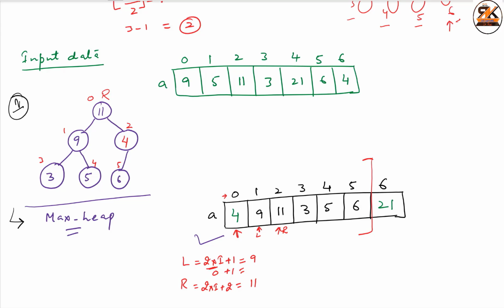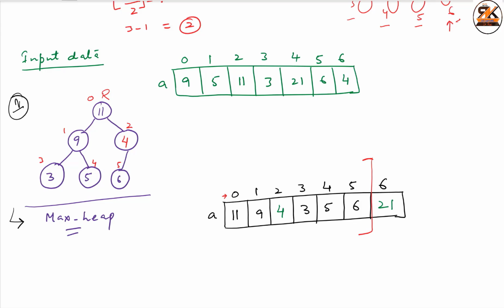So here the right child is 11, and what we see, this right child is greater than the root, so we will exchange this right child value and this root value. Okay, so after the exchange what we will get is 4 at this place and 11 at this place. So this is what is shown in this tree here.